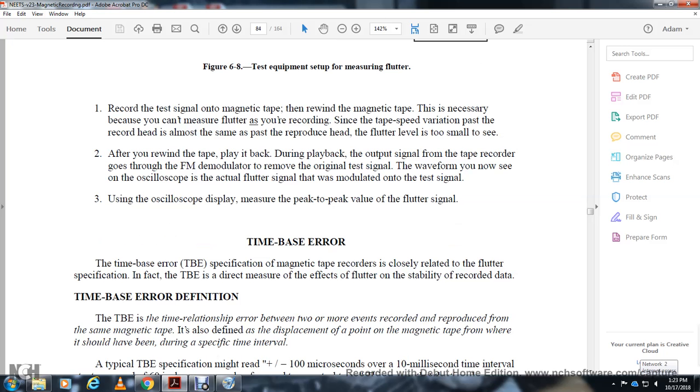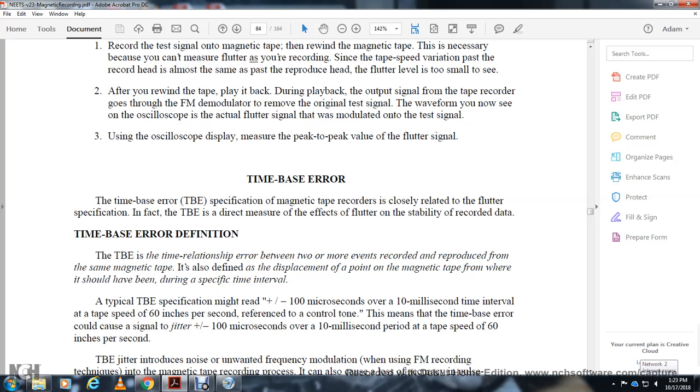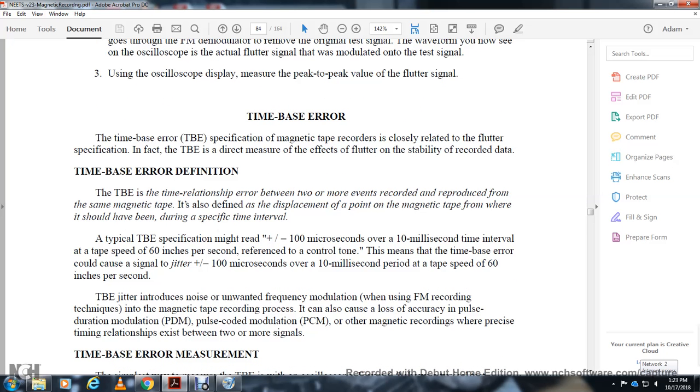Time-based error specification for a magnetic tape recorder is closely related to the flutter specification. In fact, time-based error is a direct measurement of the effect of flutter on the stability of the recorded data. Time-based error is defined as the error in the time relationship between two or more events recorded and reproduced on the same magnetic tape, displaced from the point on the tape where it should have been during the specific time interval.